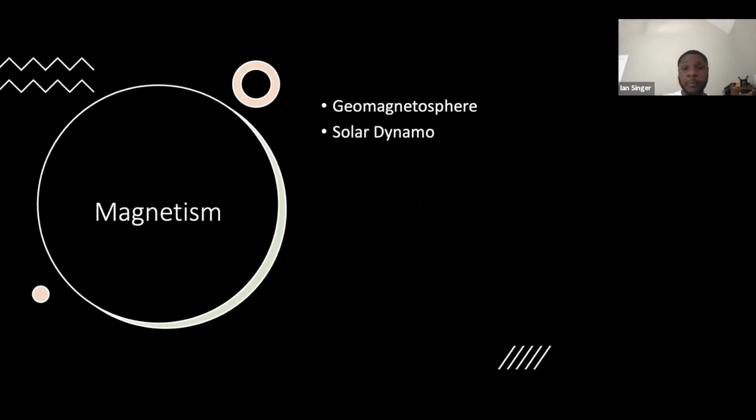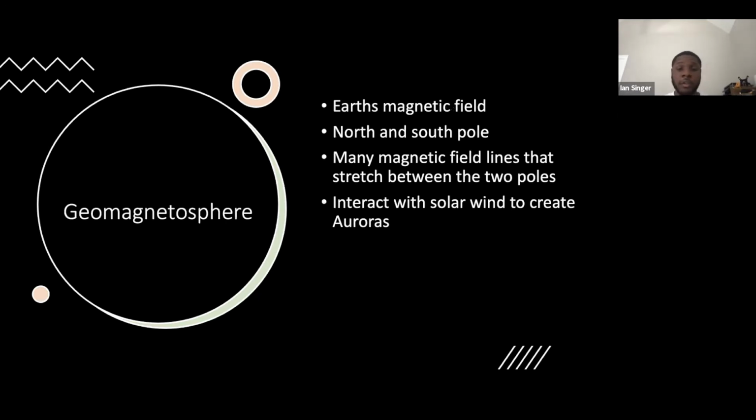So, moving on. Magnetism. Another big part of the project I had to learn about was magnetism. In this presentation, I'm only going to focus on the geomagnetosphere, which is the magnetic field around the Earth, and the solar dynamo, which is the one around the sun. The geomagnetosphere connects from the north and south poles of the planet, and it's a pattern of magnetic field lines around it. This is what protects us from the solar wind and the CMEs and stops them from being so damaging to Earth, and it's also what is reacted with when it creates the auroras.